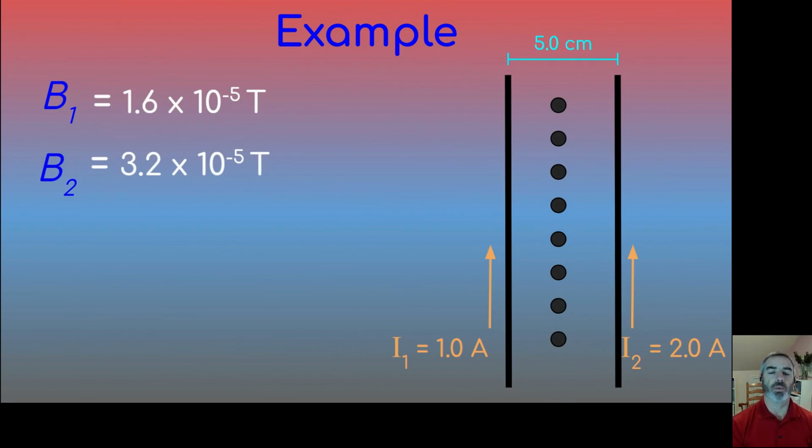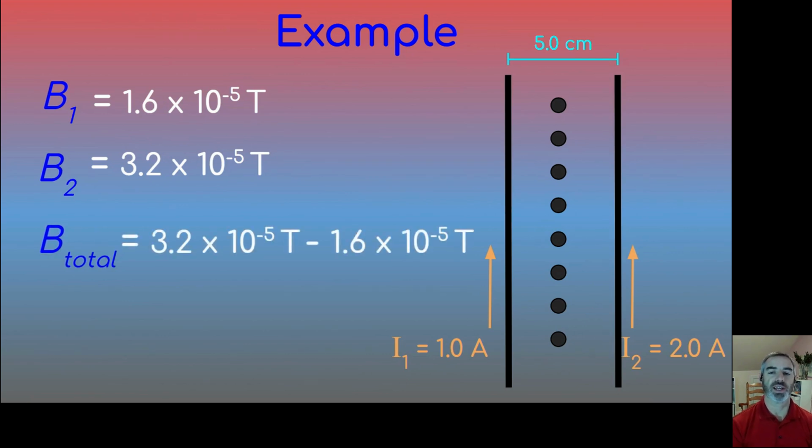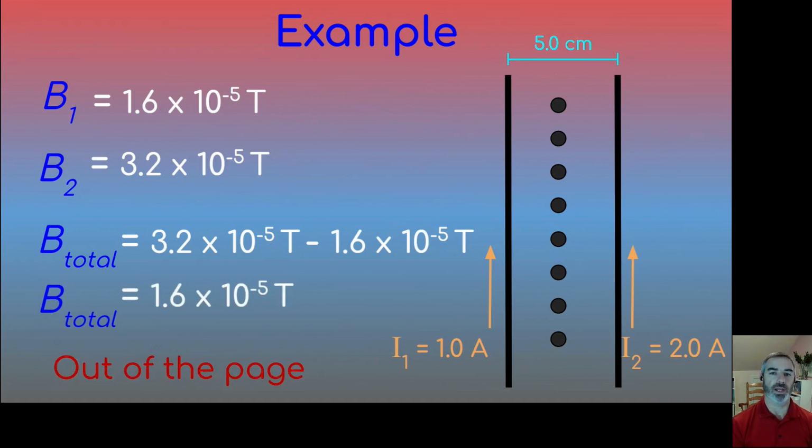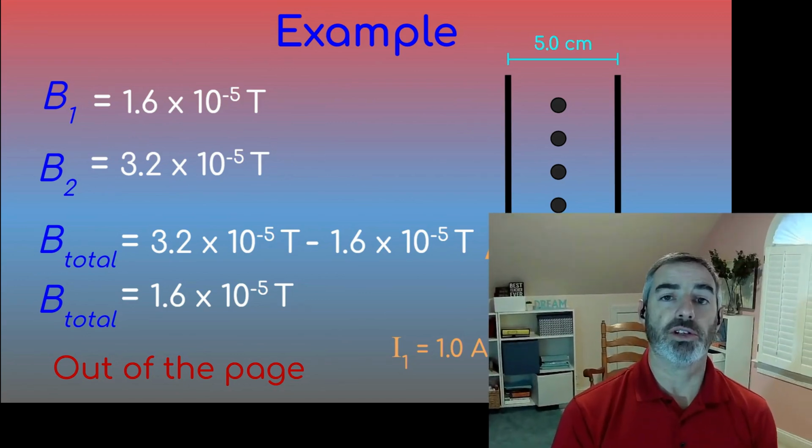So to find the total, we're going to subtract those two values, which is going to give us 1.6 times 10 to the negative 5th Tesla is the total magnetic field. And because the outward directed magnetic field is stronger, it's going to be directed out of the page. So that is the total value of the magnetic field produced by the two current carrying wires midway between the two wires. So this is an introduction to magnetic fields from current carrying wires.